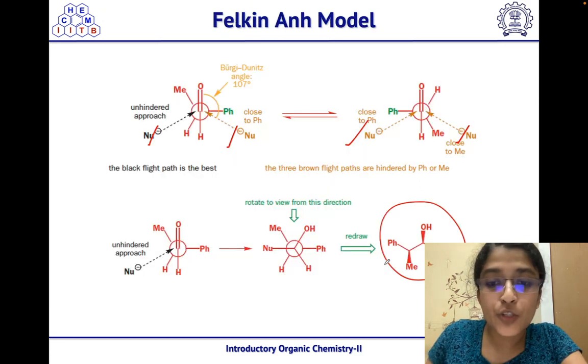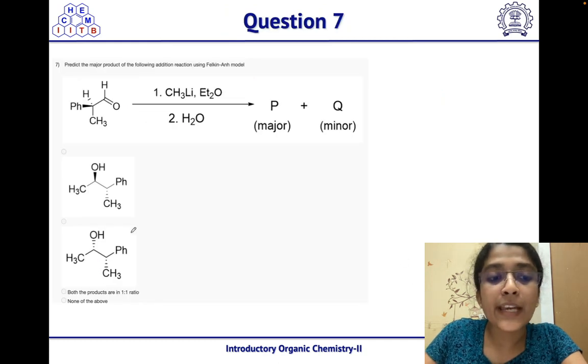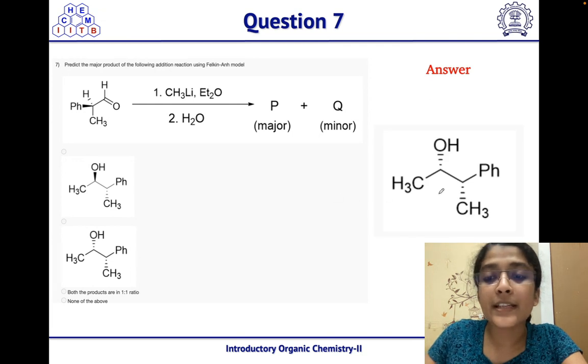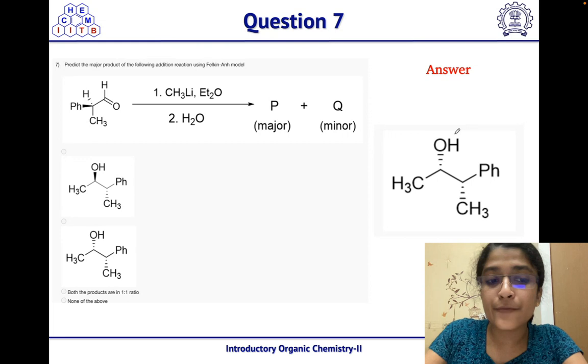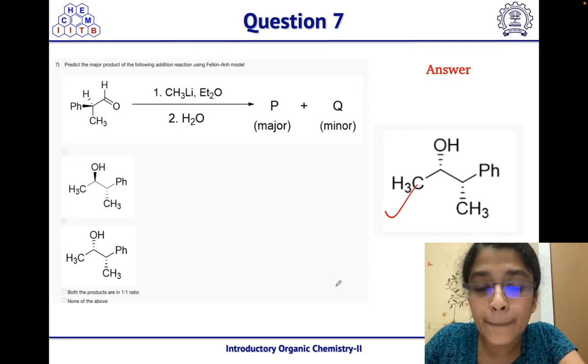So what will be the right option? Here both methyl and hydroxyl groups are cis to each other, and the nucleophile will be the methyl group. They have asked what is the major product obtained, so the correct answer is this cis product. This can also be written, if we rotate it by 180 degrees, in this format. So this is the right option. Is this clear?